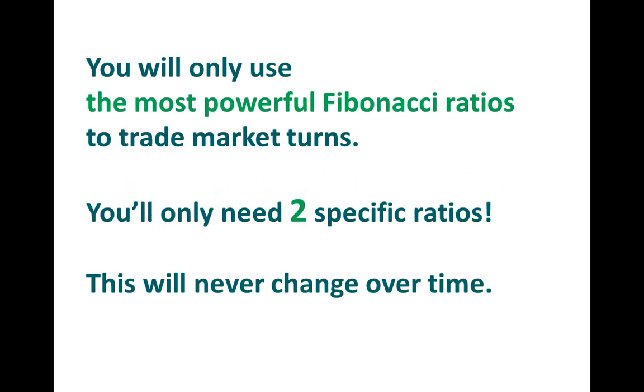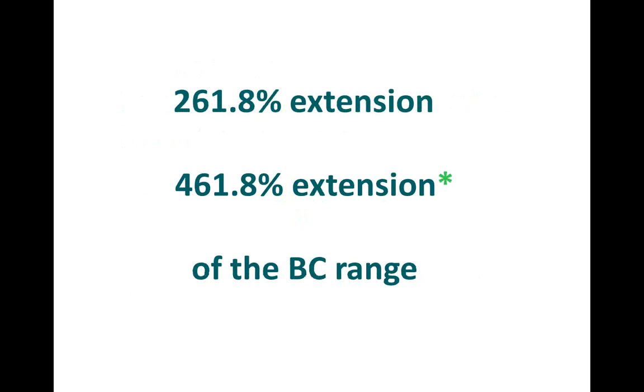But I'll show you the most powerful Fibonacci ratios to trade market turns. Now, fibs just got a lot easier because you only need two specific ratios to pick highs and lows if you know how to mix and match these two. This will never change over time. I'm going to show you what they are right now. Okay, it is a 261.8 extension and the more extreme 461% extreme extension of the BC range. I'm going to show you that in this week's charts, especially yesterday's trades on the crude oil short.